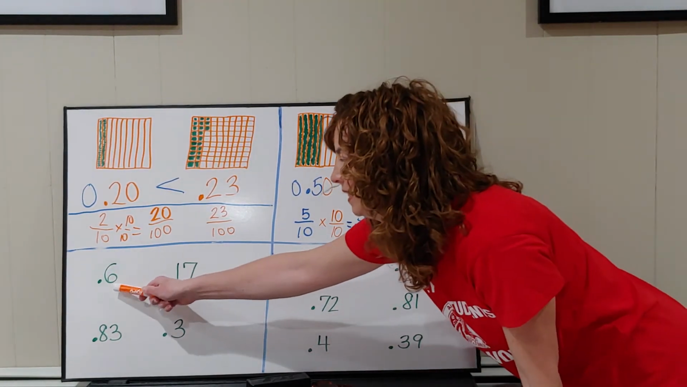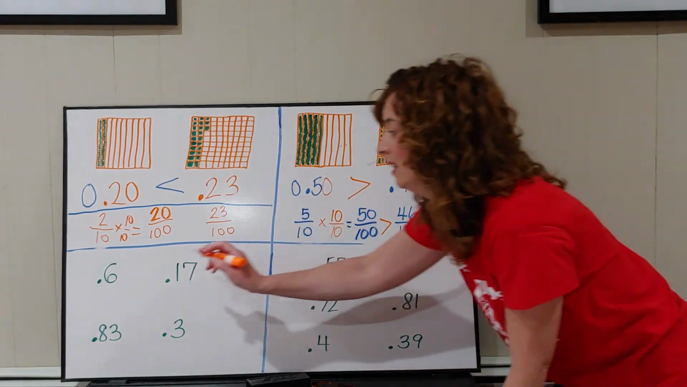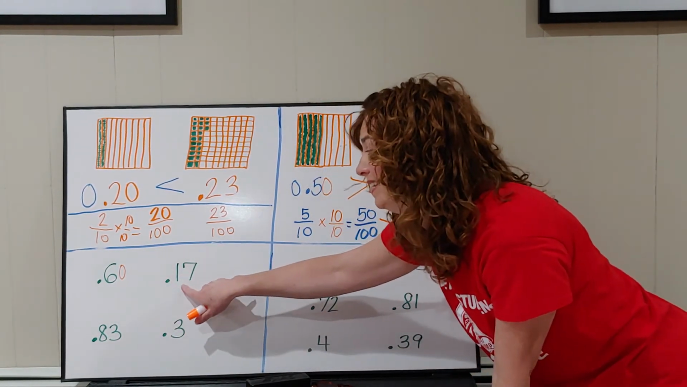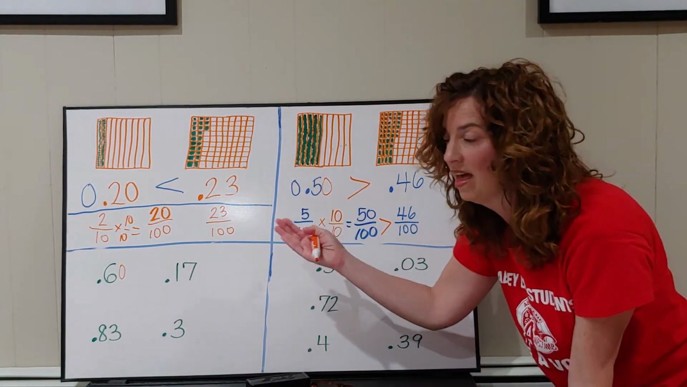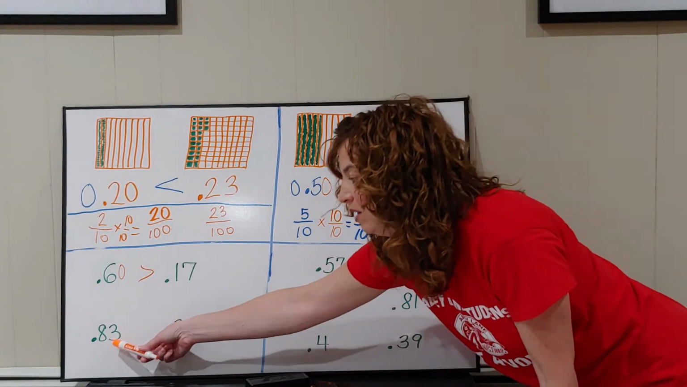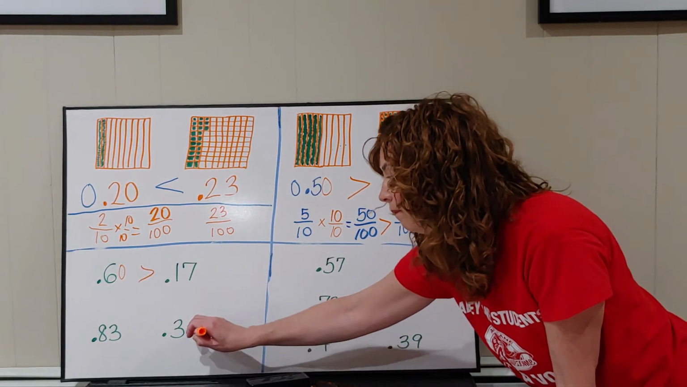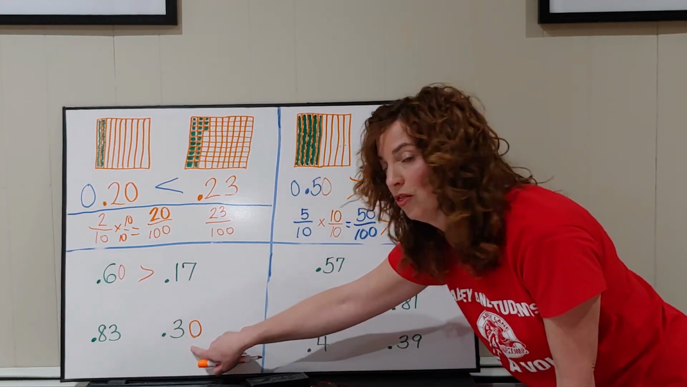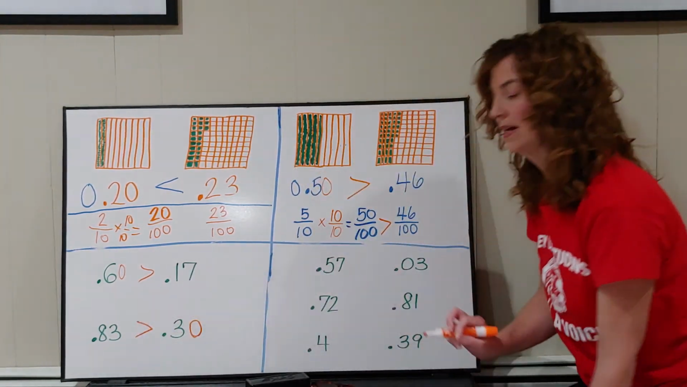Alrighty, so we're going to compare 6/10 to 17 hundredths. Now, to make it really clear and easy for me to see, I'm going to add my 0 here. So now I have 60 hundredths compared to 17 hundredths. Think of money. 60 cents is bigger than 17 cents. So that's greater than. We have 83 hundredths compared to 3/10. We're going to add our 0 to make this 30 hundredths. 83 hundredths compared to 30 hundredths. 83 cents is bigger than 30 cents.